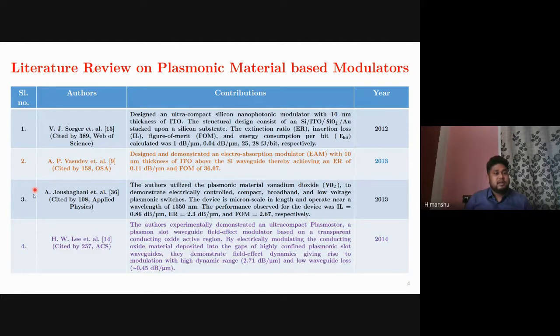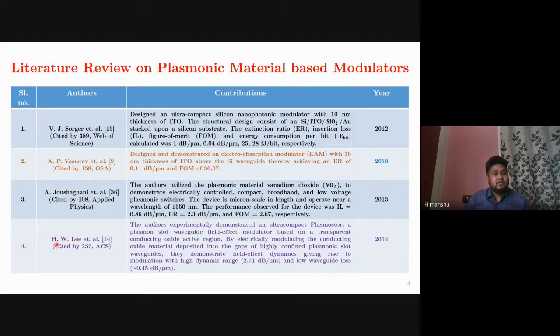Now coming to serial number 3, A. Josonghani et al. Here the authors have utilized the plasmonic material vanadium dioxide. In doing so, they have observed the performance: IL equals 0.86 dB per micrometer, ER equals 2.3 dB per micrometer, and FOM equals 2.67, respectively. This work was published in the year 2013, and it was cited by around 108 papers.